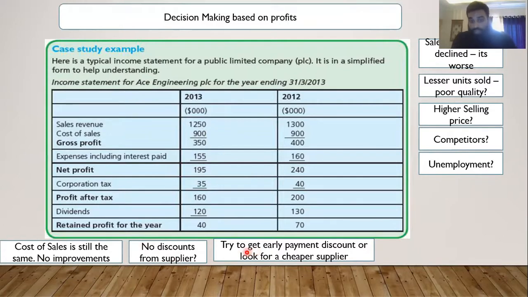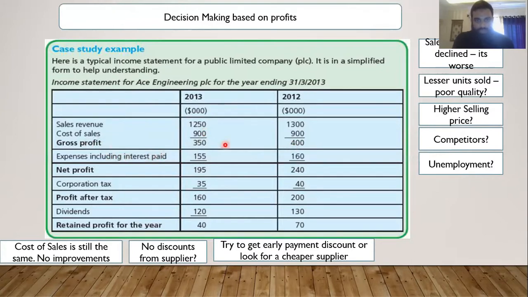We have to check if the business is paying late, if they are taking the whole time the supplier is giving us. If somehow we can pay them early and get a discount, this can reduce down my cost of sales figure, perhaps. Or another recommendation is I can look for a cheaper supplier. I can look for other options on the internet. So if I can somehow find a cheaper supplier, I can cut down on my cost of sales. So that's another recommendation.